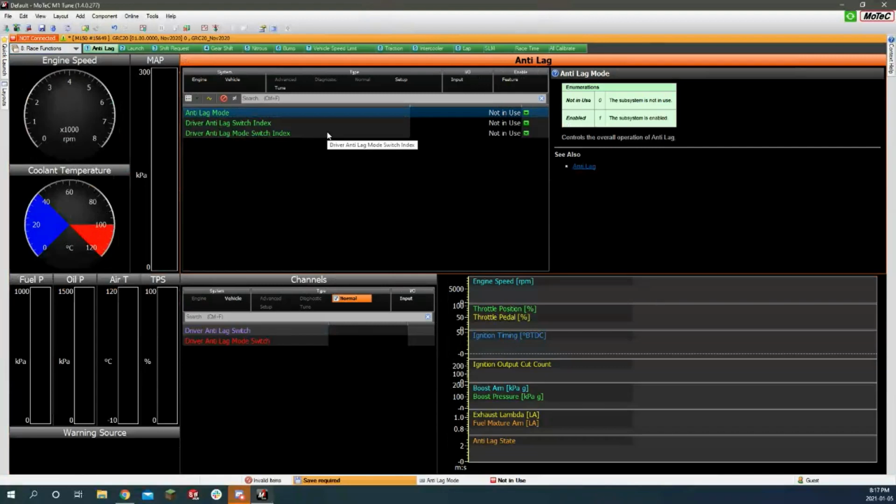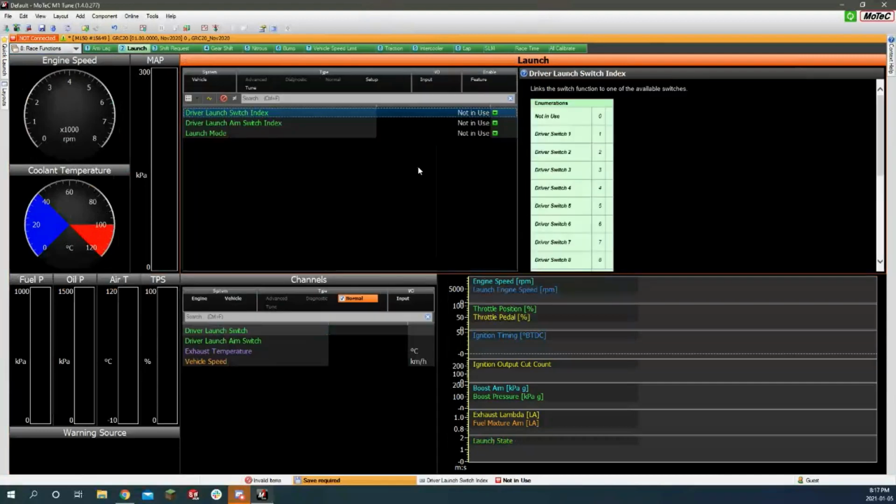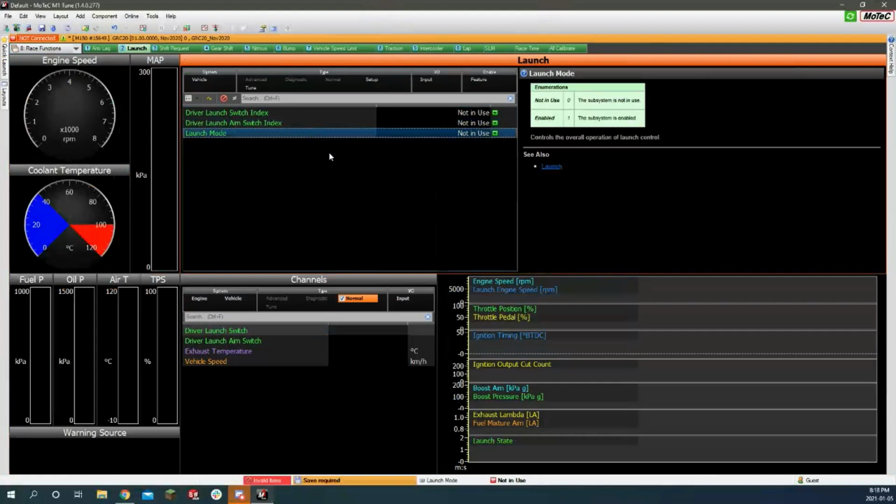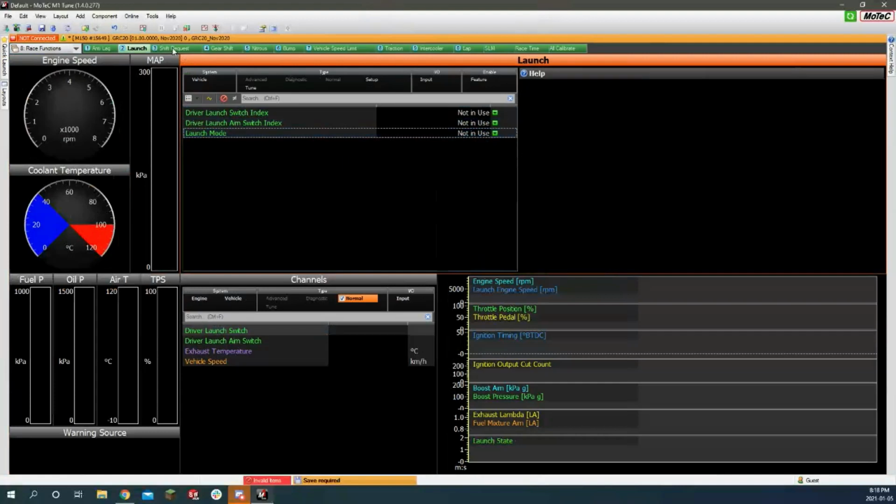Anti-lag, that's a turbo thing. So we're not using that. Launch is something we can use, but I haven't set it up yet. You can say launch is enabled, and it'll say you have to be under a certain coolant temperature, exhaust temperature, whatever. You press your button, you have a certain input, and it'll put in launch control mode, and it'll try to keep you from blowing the tires off as you accelerate. But that's not something that's critical to get the engine running, and that's not something we should set up right now.